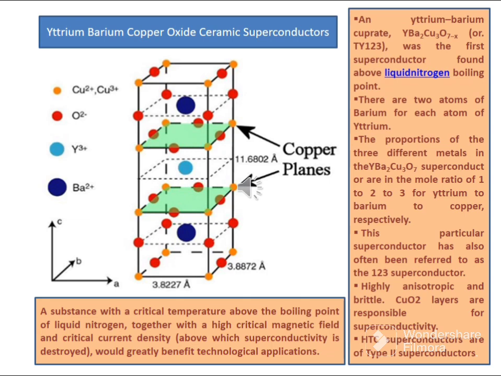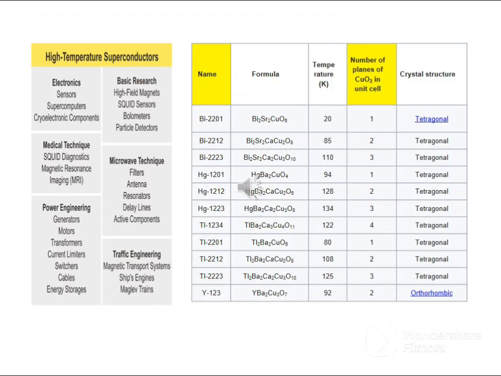Now, what is special about these high TC superconductors? The reason such importance has been given is that a substance with a critical temperature above the boiling point of liquid nitrogen, together with a high critical magnetic field and critical current density, would greatly benefit technological applications. That is the reason we are strongly emphasizing the high TC superconductors. This slide gives some more examples of high TC superconductors and also lists their applications in electronics, basic research, microwave technique, medical technique, power engineering and traffic engineering.